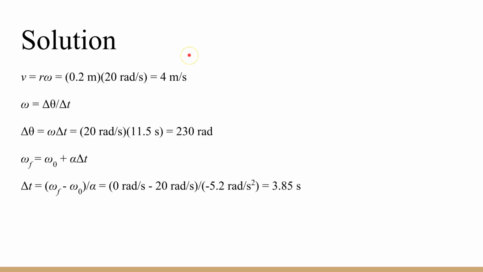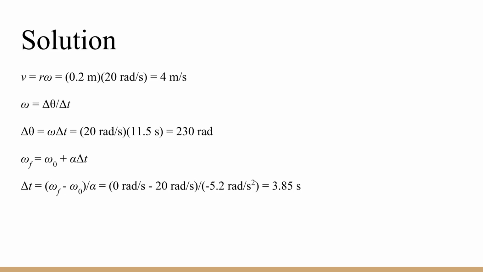So you just plug into your equations, basically. You have v equals r omega, then you substitute in values, 0.2 meters times 20 radians per second, and that will equal 4 meters per second. Then you could use the definition of angular velocity, omega equals delta theta over delta t. You could solve for delta theta by multiplying both sides by delta t, and you get delta theta equals omega delta t equals 20 radians per second times 11.5 seconds equals 230 radians.